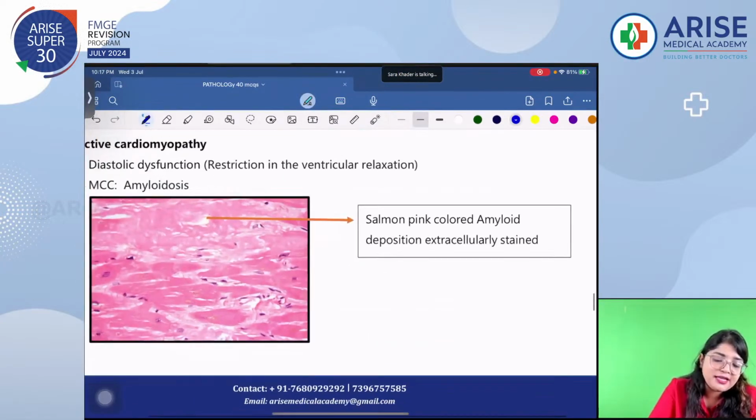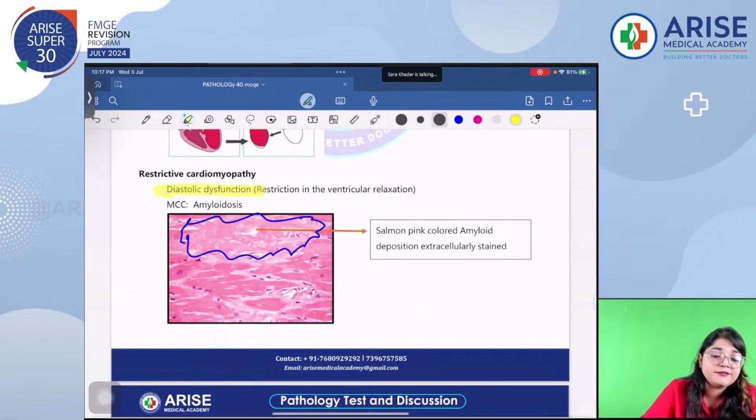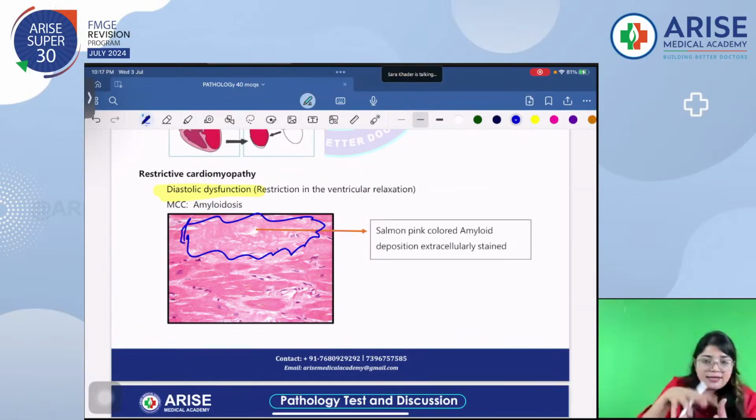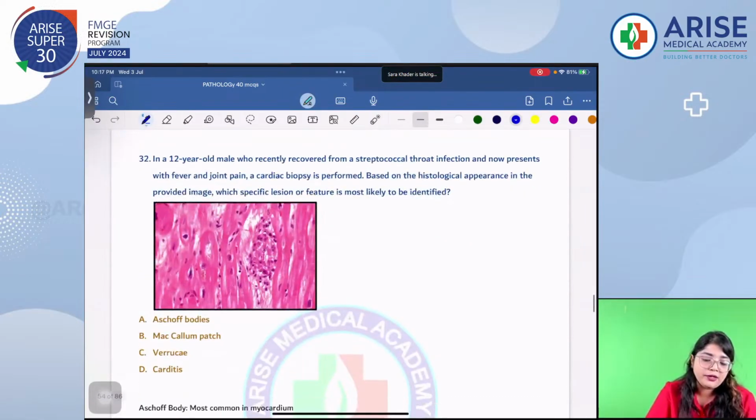Not your stress, this one is different, all right? And if you can see the salmon pink appearance of what is deposited here, amyloid. This is dysfunction in the diastole, because something is sitting in the heart, right? Because of that, the relaxing is affected, okay? So remember, restrictive cardiomyopathy is associated with amyloid.